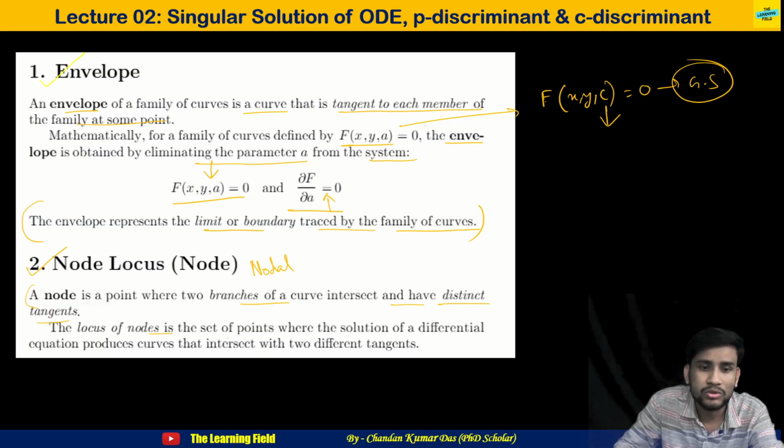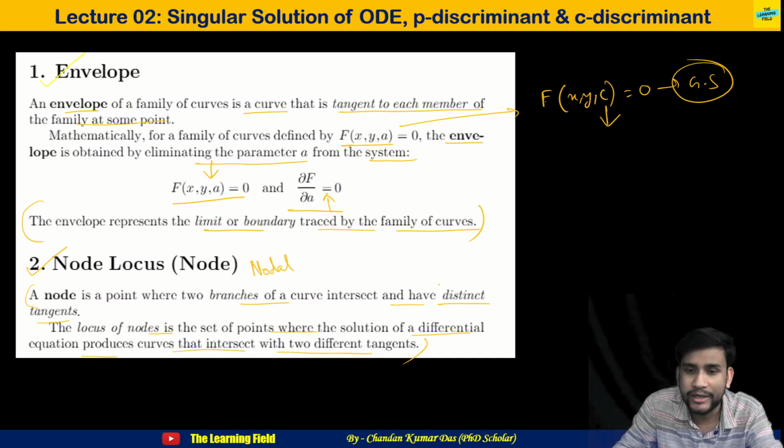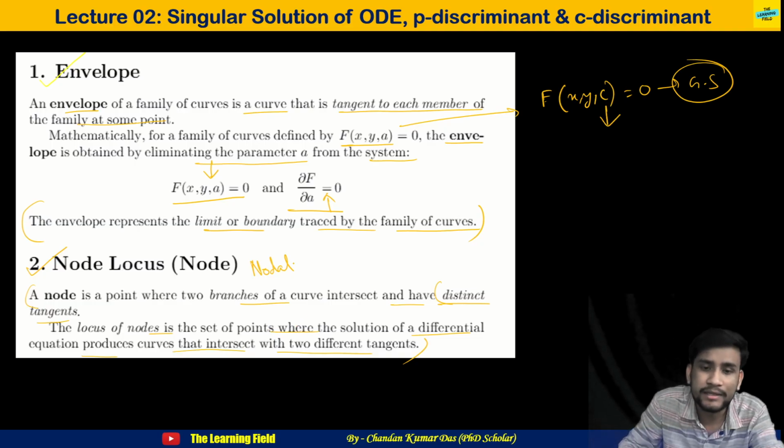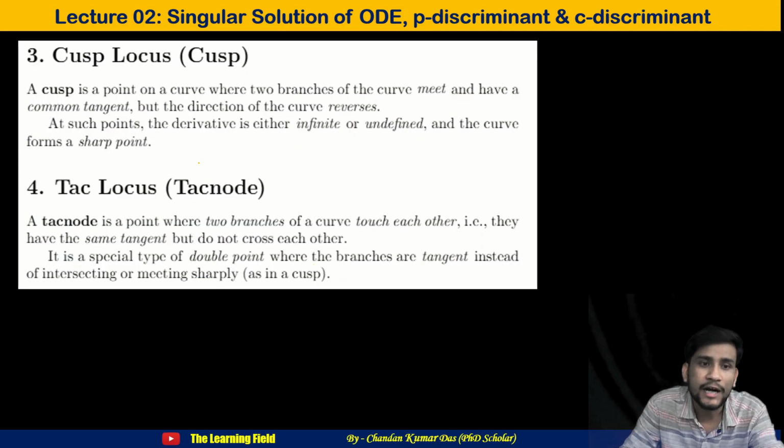The locus of nodes is a set of points where the solution of the differential equation produces curves that intersect with two different tangents. So here you may note that this is a point where the two branches intersect and have two distinct tangents for two distinct branches. Fine. And this is also important, that two branches of the curve intersect at that point. Right.